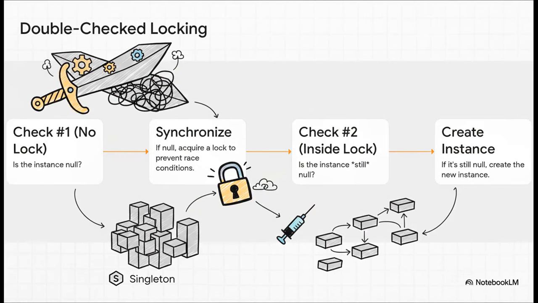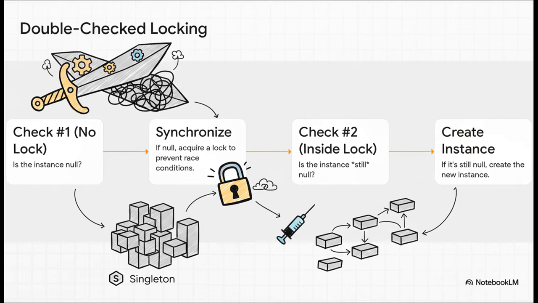To fix this, developers came up with a really clever, if a bit complex solution called double-checked locking. It's all about being safe without slowing things down too much. Here's the dance. First, you check if the instance is null, just like before. But if it is, you don't create it right away. Instead, you enter a synchronized block, a lock that only one thread can enter at a time. Once you're inside that safe zone, you check again.